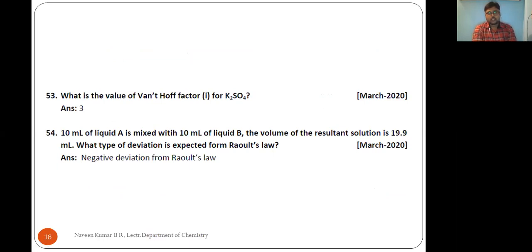The last question. 10 ml of liquid A is mixed with 10 ml of liquid B. The volume of the resultant is 19.9 ml. What type of deviation is expected from Raoult's law? Again, this is a repeated question from the previous year. It is negative deviation from Raoult's law, because 19.9 is less than 20, which is expected for ideal behavior. As the volume change is less than expected, it shows a negative deviation from Raoult's law. So with this, we completed 1 mark questions.